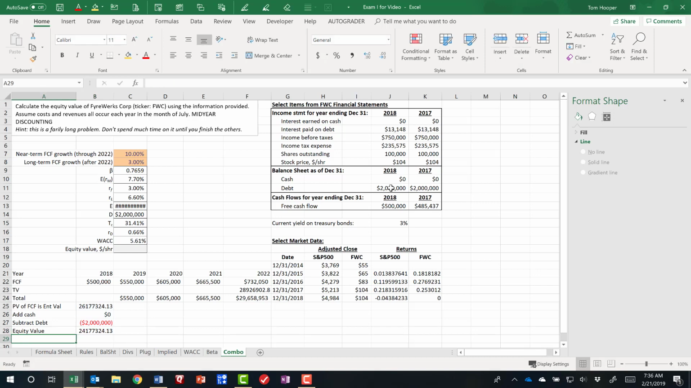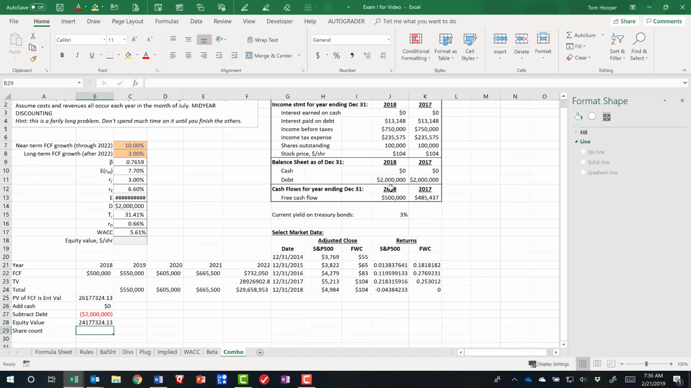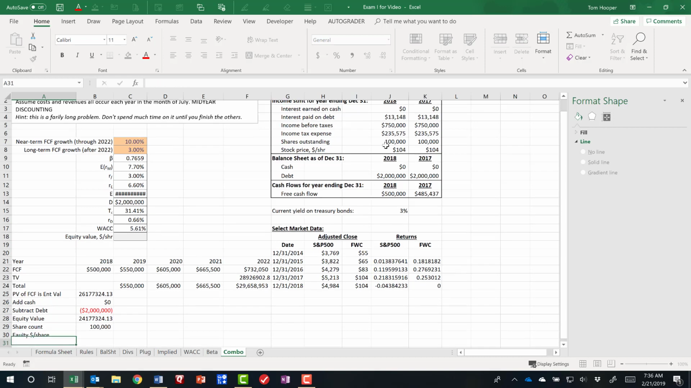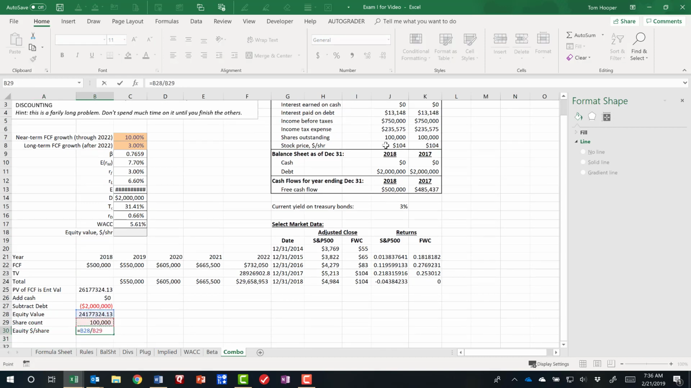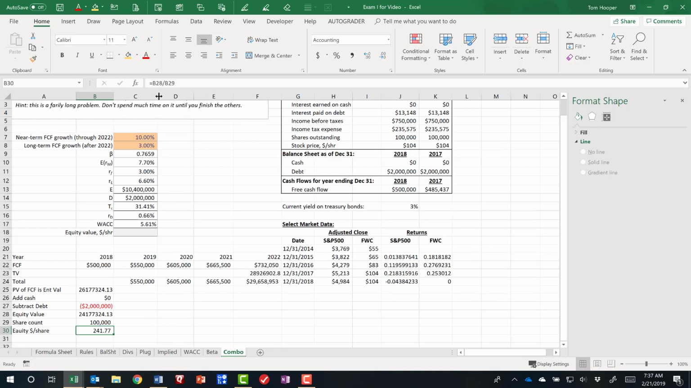But I want it per share. So share count is equal to shares outstanding. I don't have to average or anything. Thank goodness, because that would confuse me. And then my equity value, let me write that. Equity dollars per share is equity value divided by the shares, big stock price. So I'm going to put that in there. Okay, we're 36 minutes into the quiz, so I've got some time to do some checking.